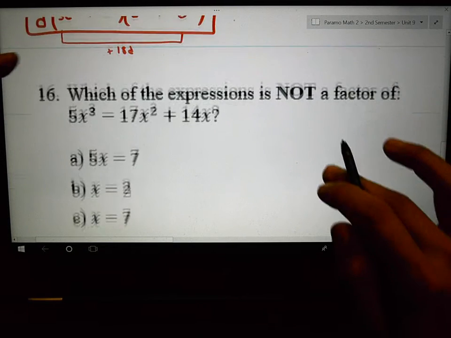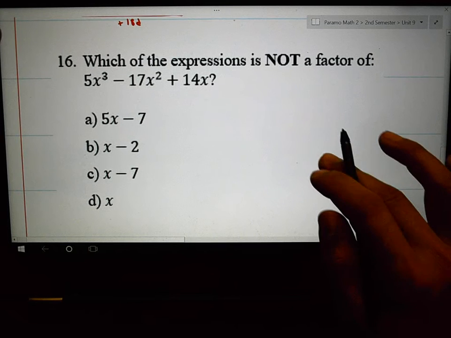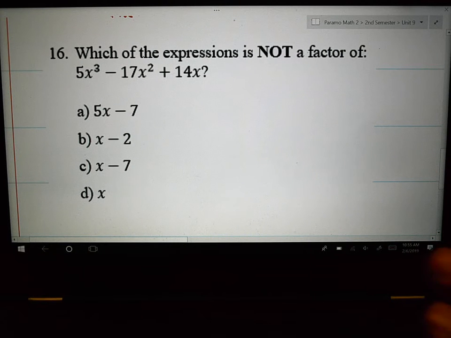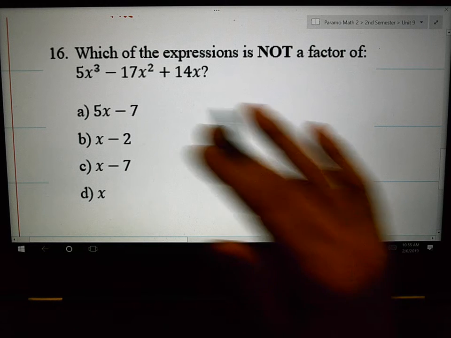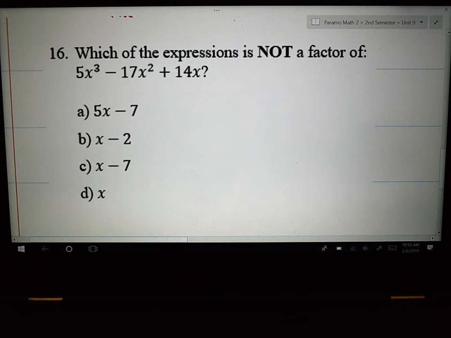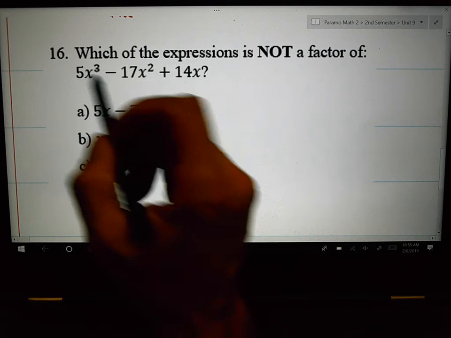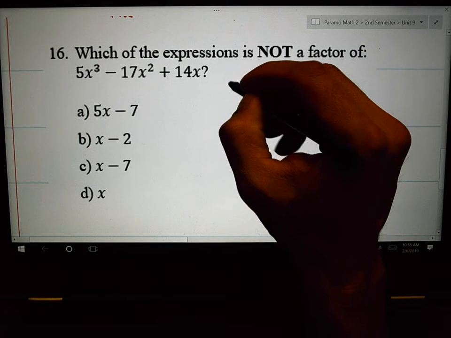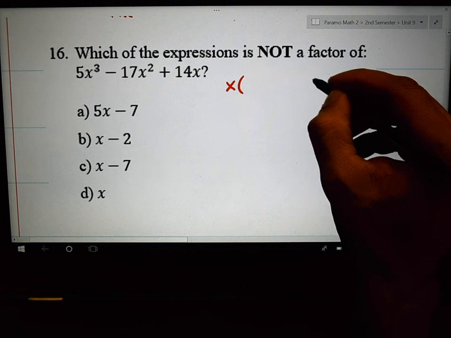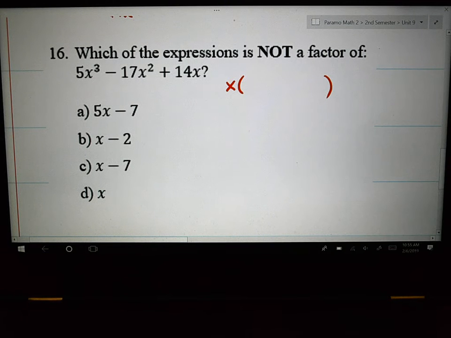Now, number 16 is the same kind of question, except it's multiple choice. It says, which of these expressions is not a factor of? So my advice to you is going to be factor it. Find out what the factors are and then see which one doesn't work. So if you're looking at this, factor out a GCF of an x. If you factor out a GCF of an x, let's see what's left.